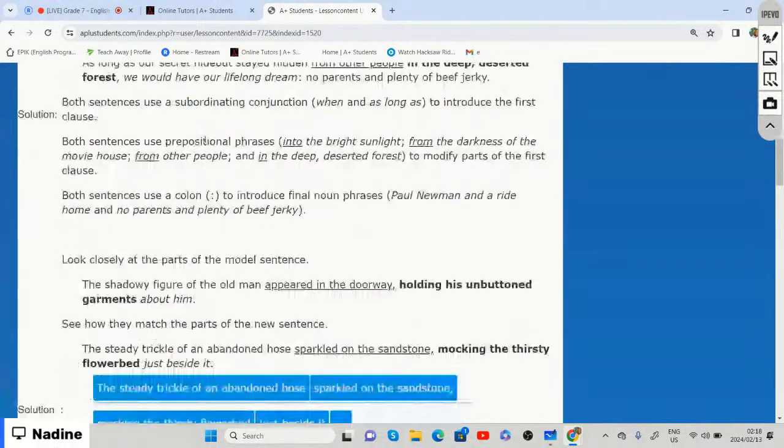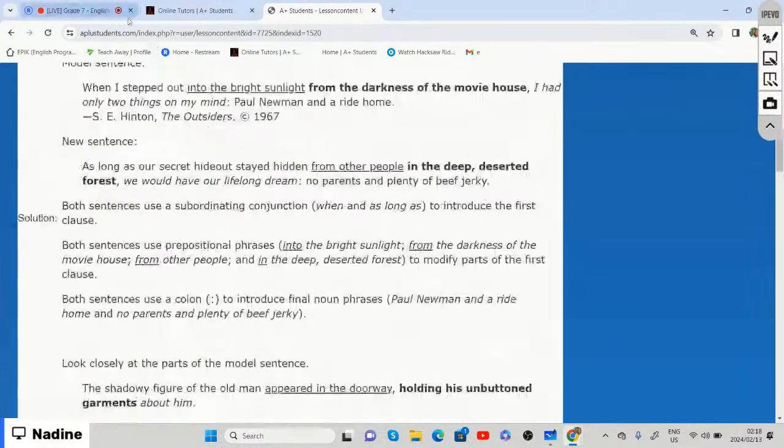But now if we look at both of these sentences, the first is, when I stepped into the bright sunlight from the darkness of the movie house, I had only two things in my mind. And the other one says, as long as our secret hideout stayed hidden from other people in the deep, deserted forest, we would have a lifelong dream, no parents, and plenty of beef jerky. So both of the sentences start with a subordinating conjunction to introduce the clauses. And both of the sentences also use prepositional phrases.